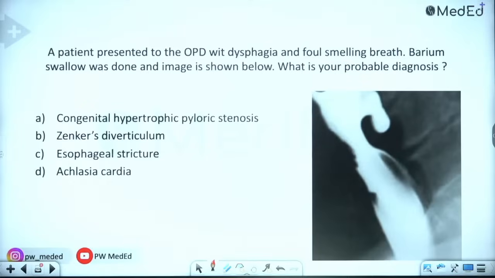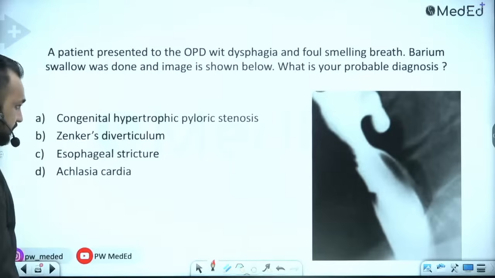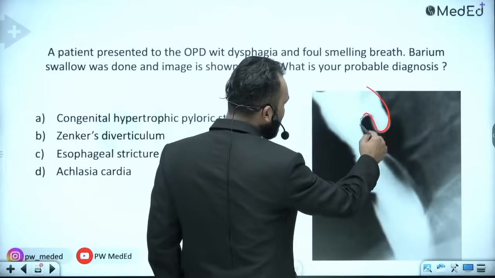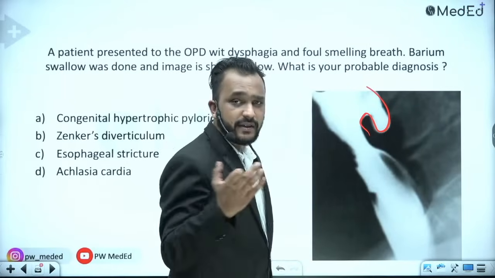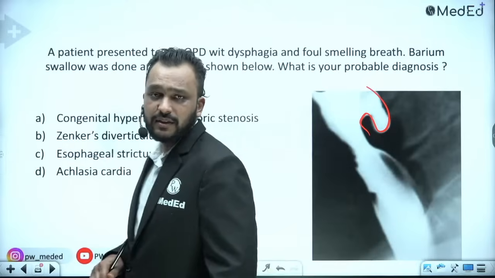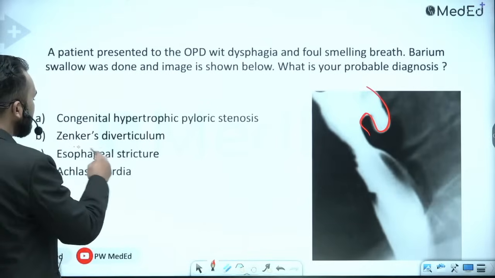A patient presented to the OPD with dysphagia and foul smelling breath. Barium swallow was done and the image is shown below. What is your probable diagnosis? So this is a barium swallow image. We can see that there is a diverticulum arising from the posterior aspect of the esophagus. The patient has a history of halitosis, dysphagia and regurgitation of food. This is seen in patients with Zenker's diverticulum.